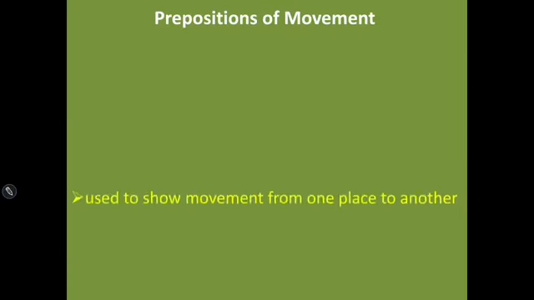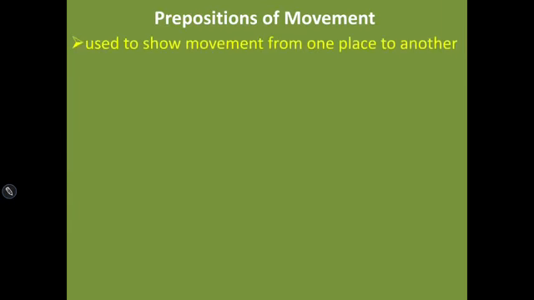Prepositions of movement. What are they? They are used to show movement from one place to another. In other words, when a person or a thing changes its angle, position or direction from one to another. To describe these movements, the words we use are called prepositions of movement. They are often used with verbs of motion.